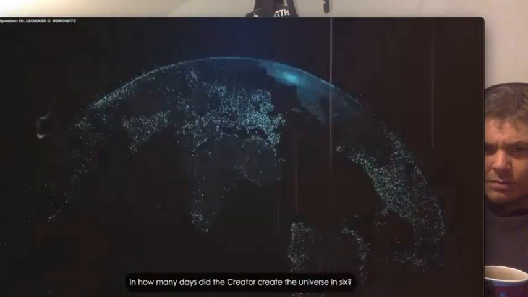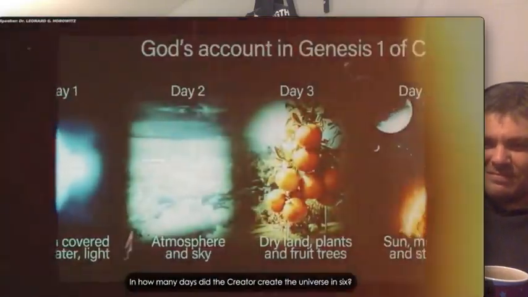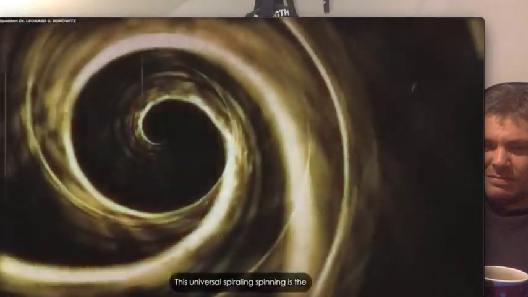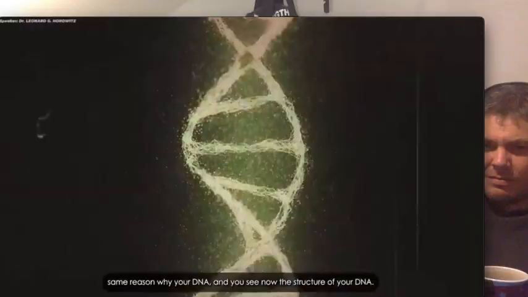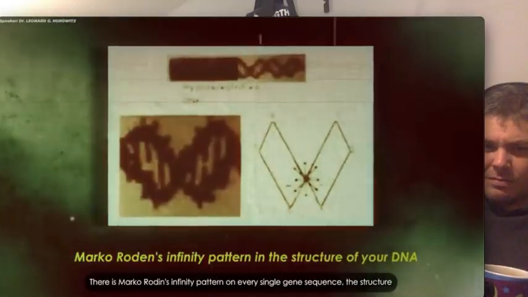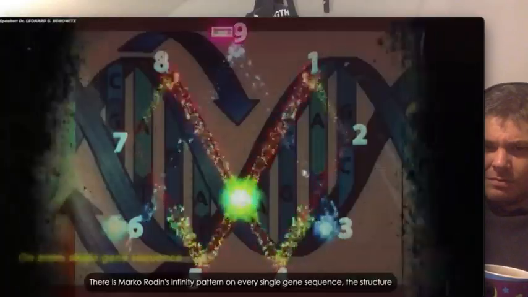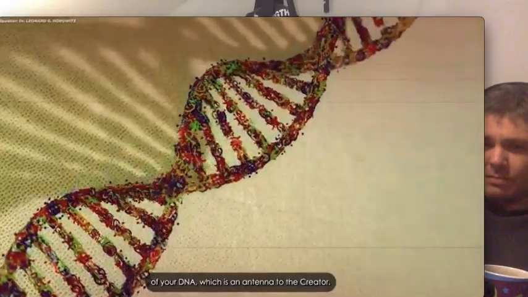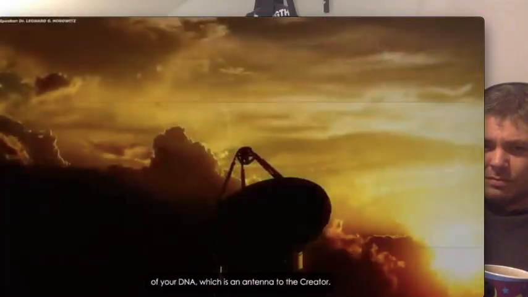Now, what does the Bible tell you? In how many days did the Creator create the universe? In 6. This universal spiraling spinning is the same reason why your DNA, and you see now, the structure of your DNA, there's Marco Rodin's infinity pattern on every single gene sequence. The structure of your DNA, which is an antenna to the Creator.